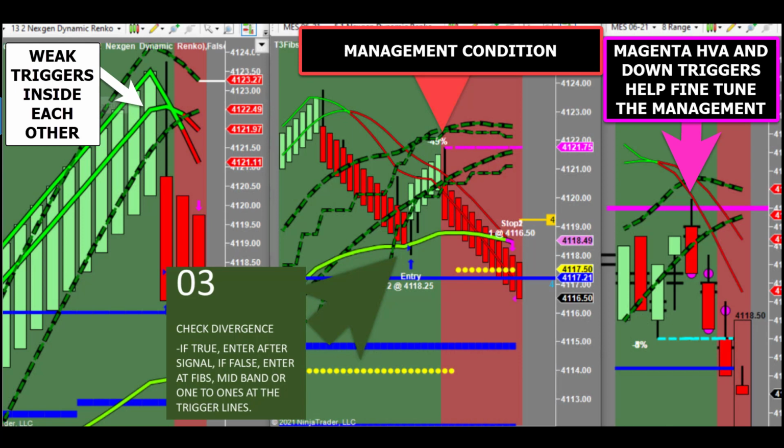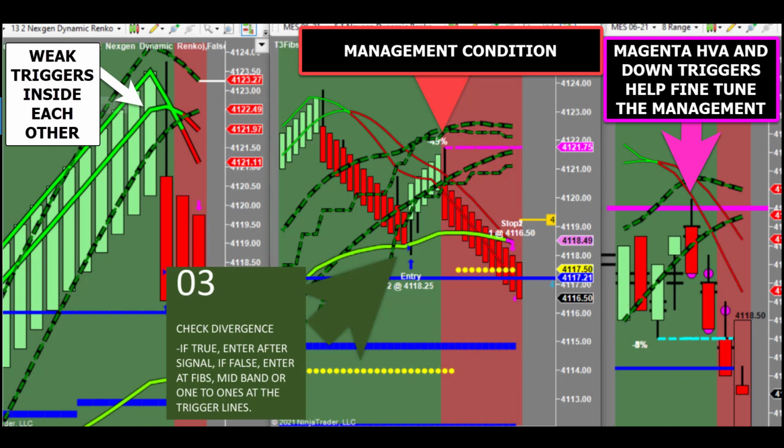During the lesson in class, it was pointed out that when the 5-1 chart has divergence and the small triggers are down, and the background color turns red, the trade should have been exited. As you can also guess by now, the fact that the range chart small triggers were down, as well as a magenta HVA line resistance hurting the position, added to the probability that the market would reverse.